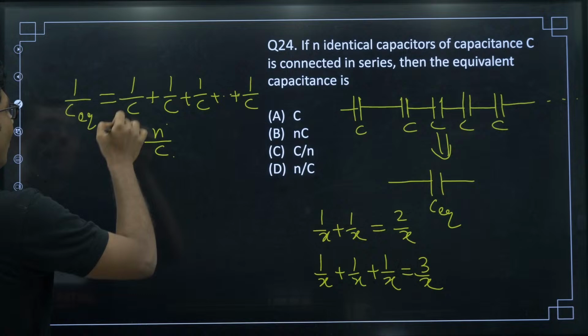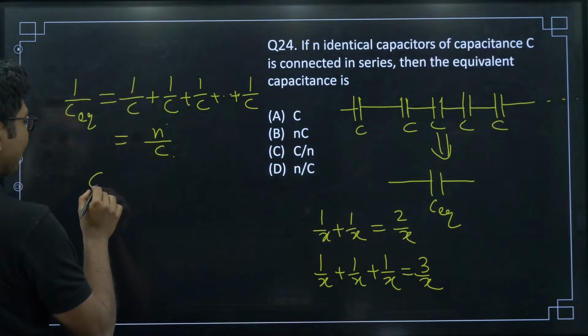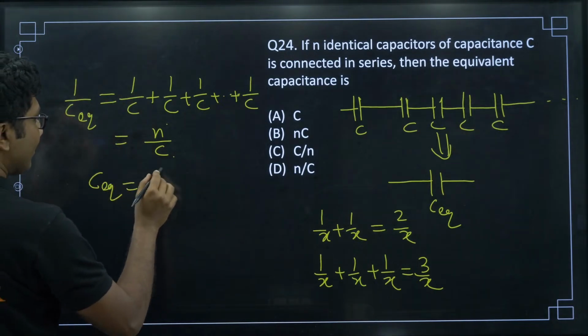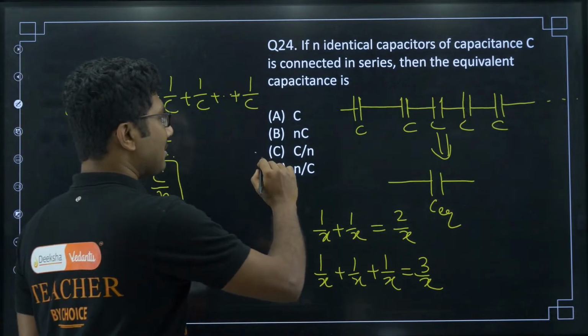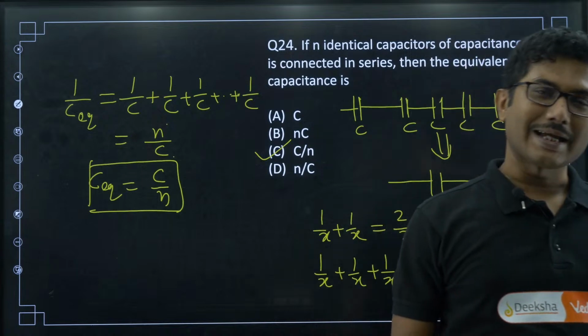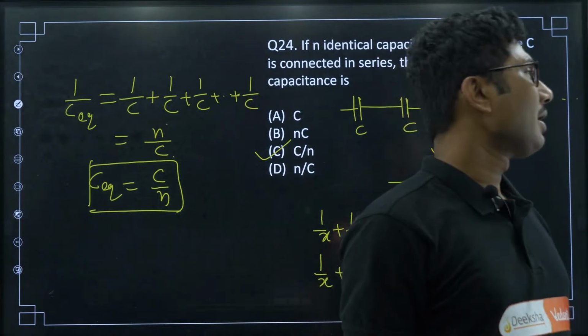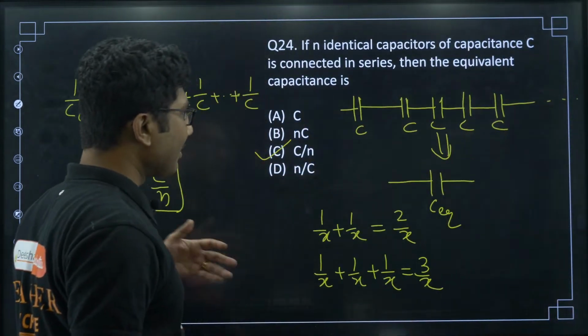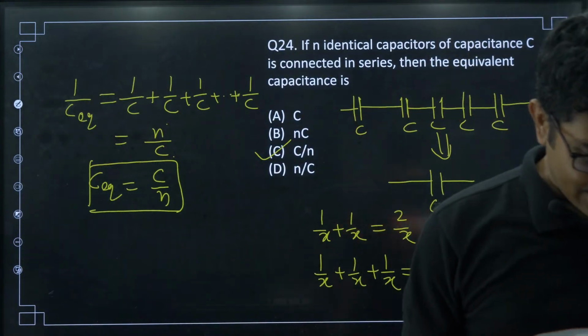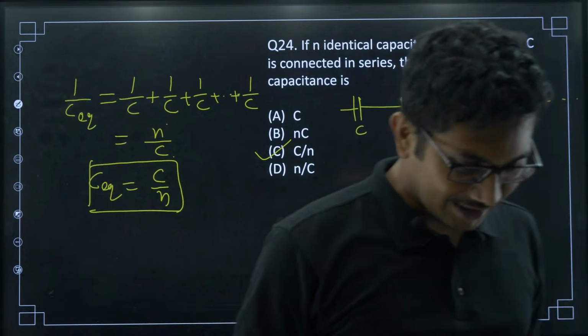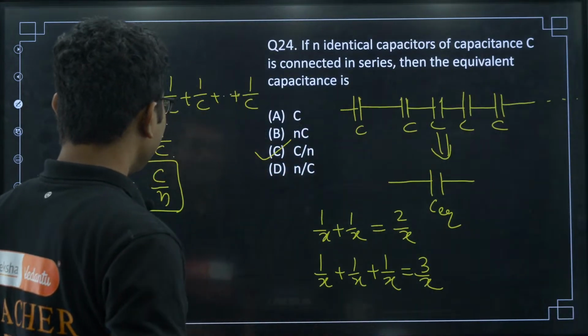Now, this is 1 by Ceq, you have to take the reciprocal. So, Ceq is equal to C by n. Okay. So, C by n, remember this. This was taken from some old CBSE paper, I do not remember the year, but this was one of the oldest exam papers. That is why you might feel it is easy. Yes, Shaukat Ali, now you have answered it correctly, right.